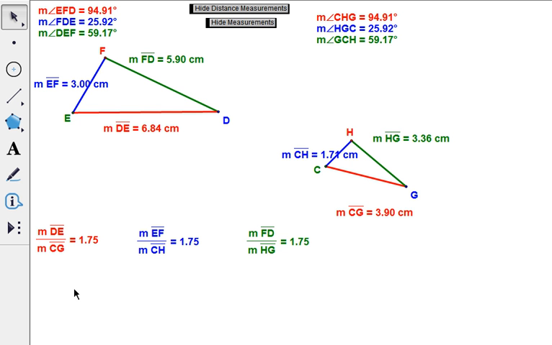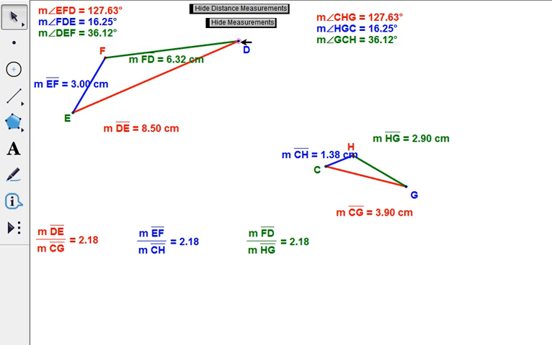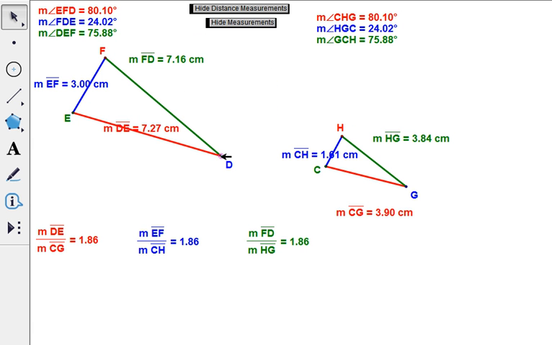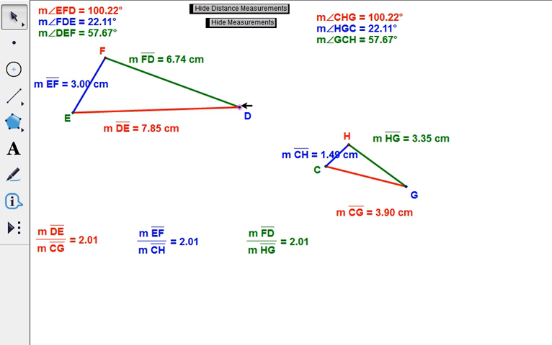If all the corresponding angles are congruent, which we have checked, and all the corresponding sides are proportional, which we have, then the polygons are similar. So right here, it doesn't matter how I move this, my corresponding angles stay congruent, my corresponding sides stay proportional, therefore these triangles are similar. And all I started with were the corresponding angles being congruent. Didn't have to know anything about the sides.